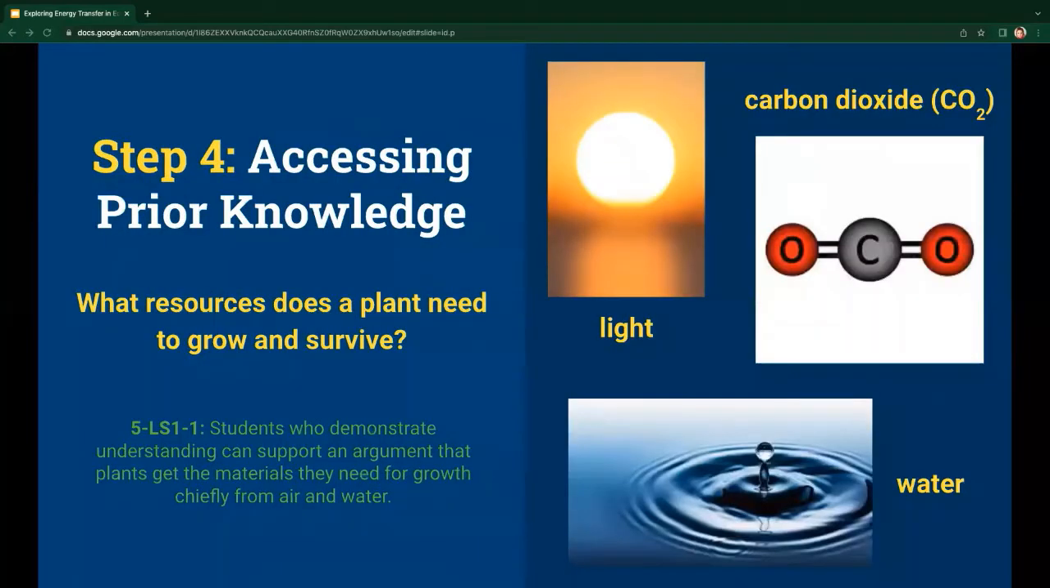Before we jump into the process of creating simple food chains, fifth grade ecologists must access prior knowledge from earlier in the academic year. One of the Next Generation Science Standards performance expectations for fifth graders states that students should be able to support an argument that plants get the materials they need for growth chiefly from air and water. Students recall an investigation that allowed them to determine that plants need light, carbon dioxide, and water to perform photosynthesis, or create their own food.